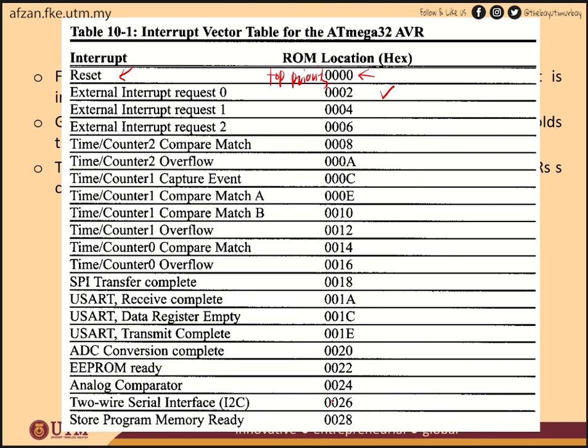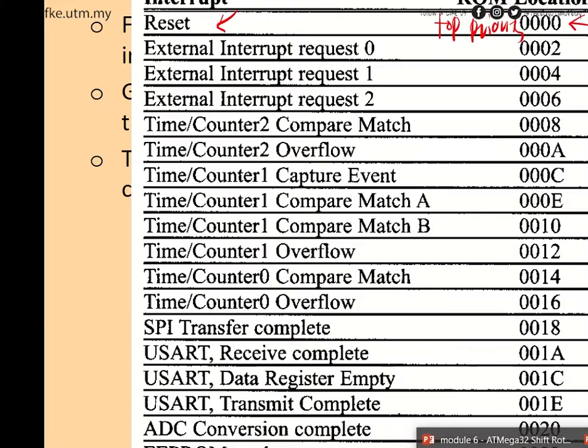So this one is less priority. So always refer to this interrupt vector table to find out which one has the highest priority.